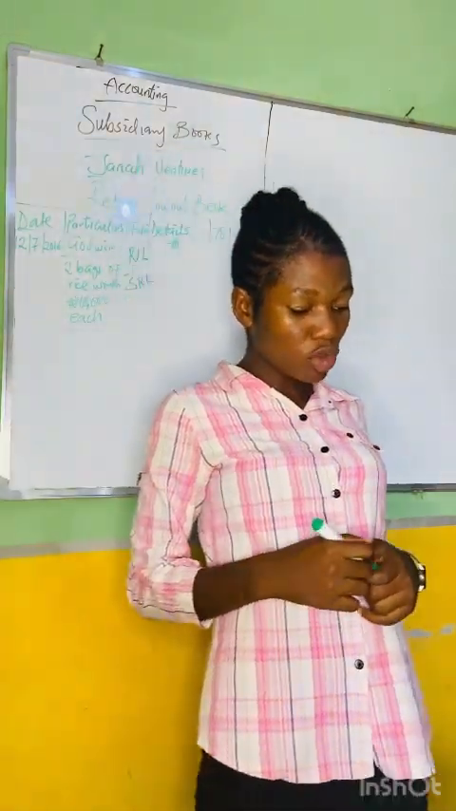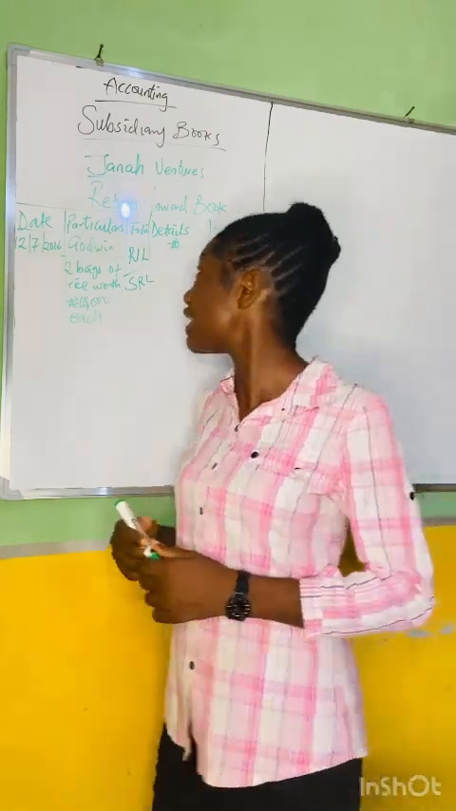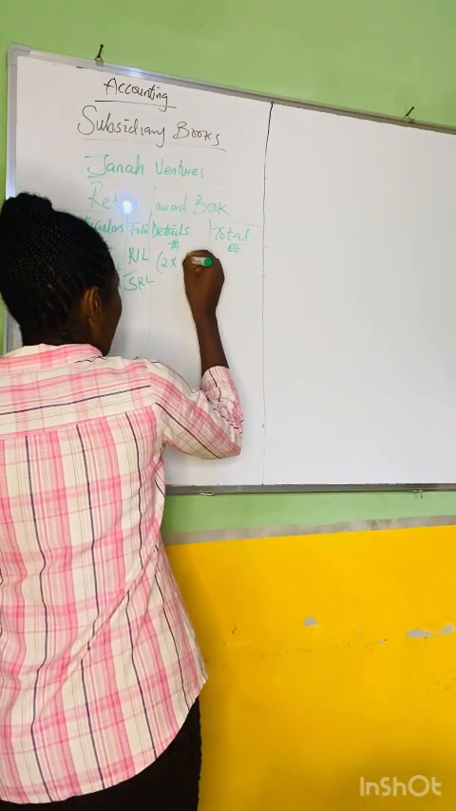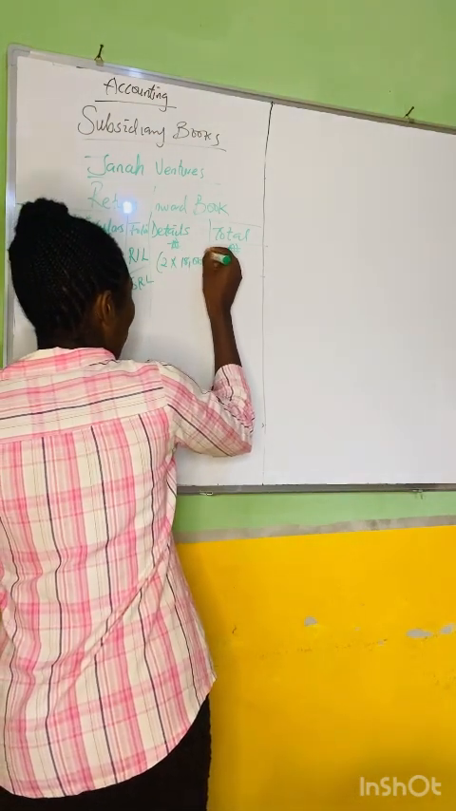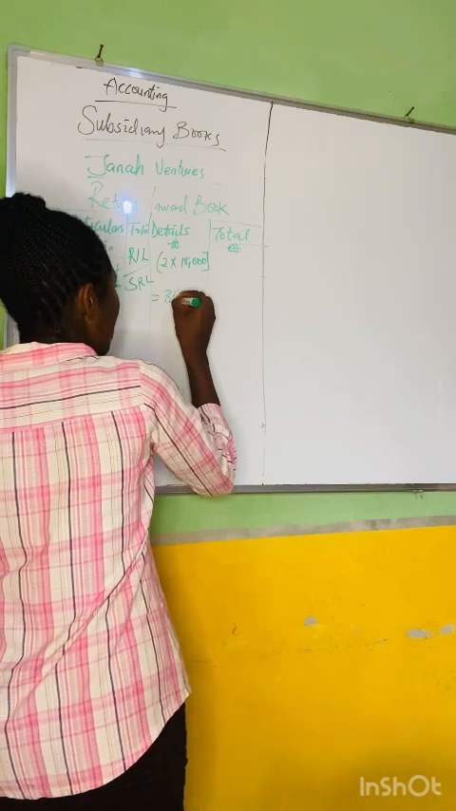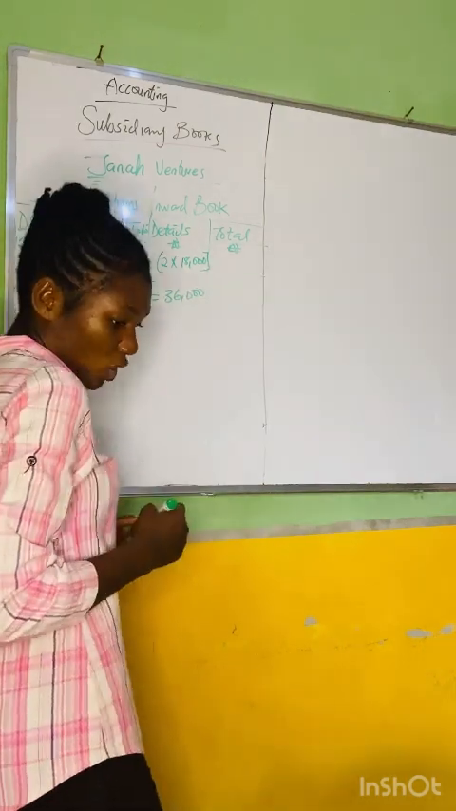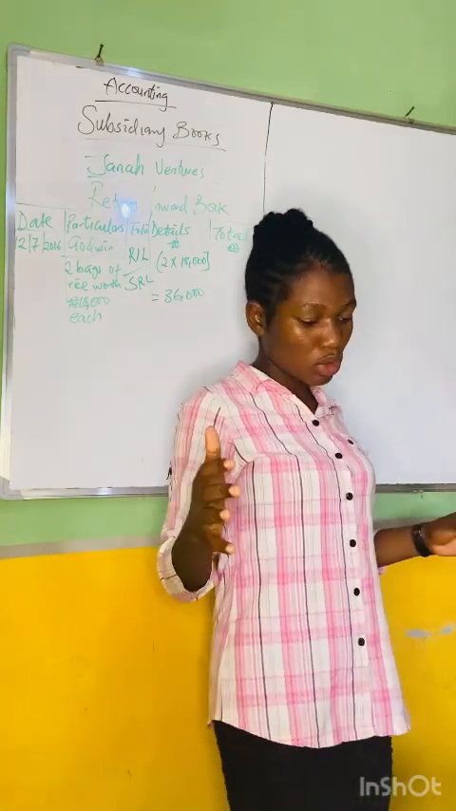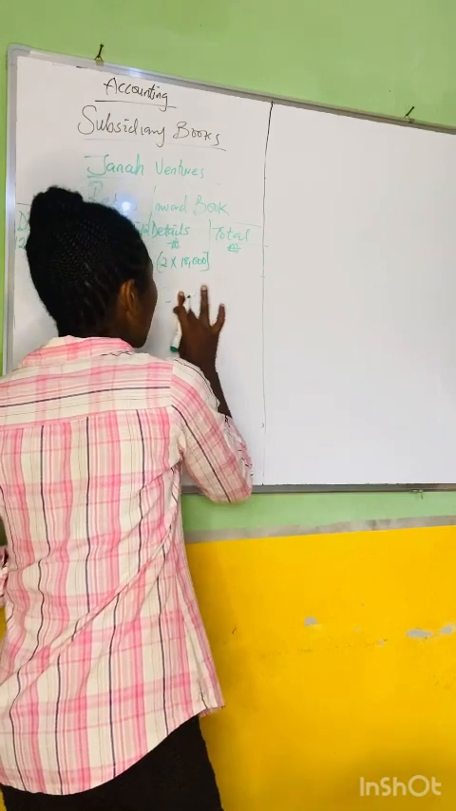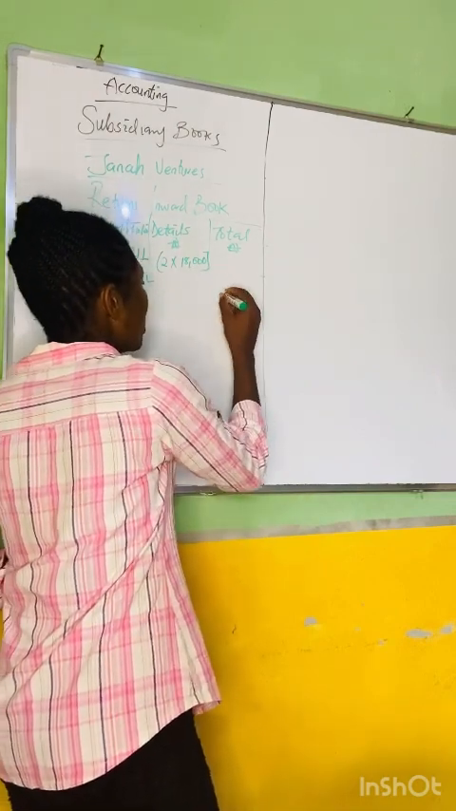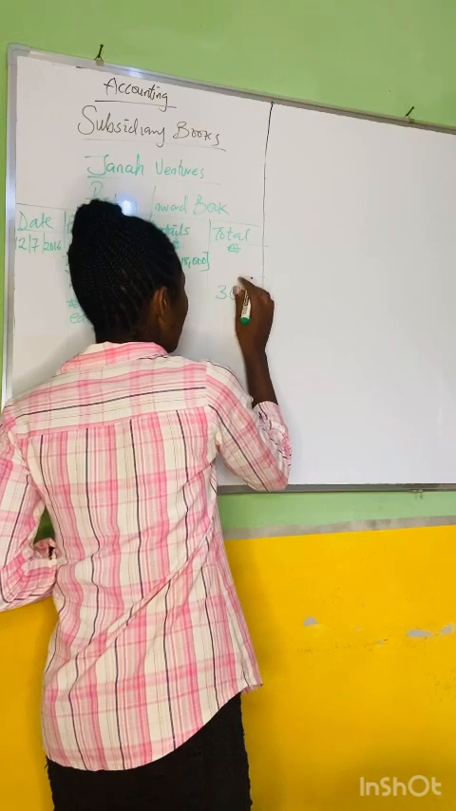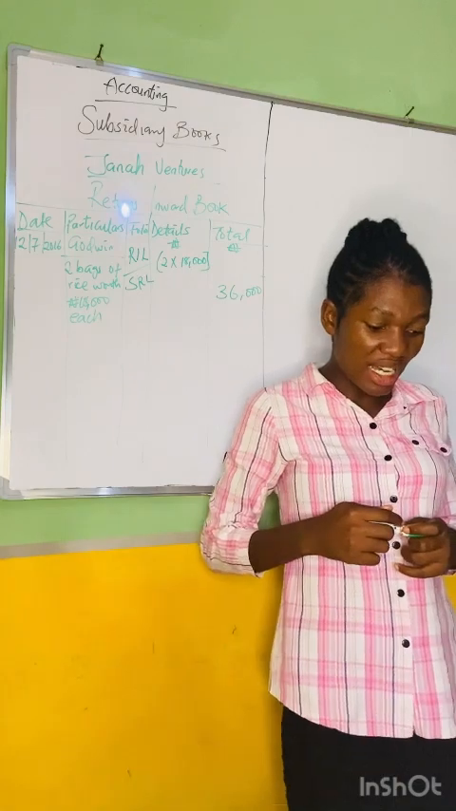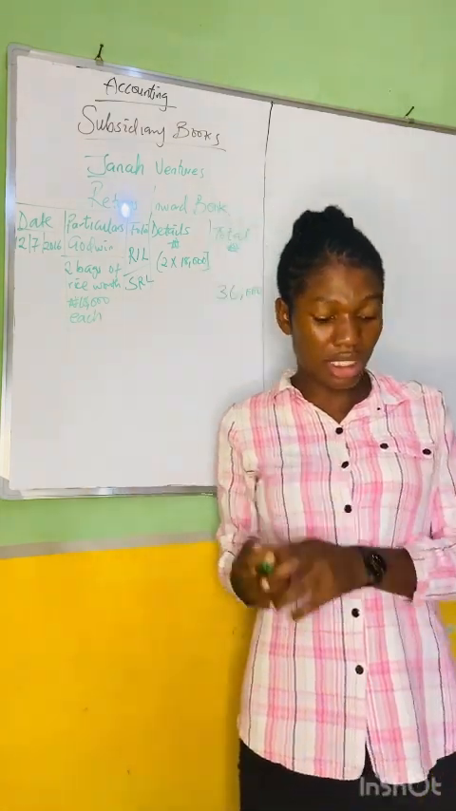So we have 2 bags of rice worth 18,000 naira each. Our details here will be 2 times 18,000 naira, and our value will give us 36,000 naira. I think that was all that he returned. Since that was all that he returned, we take this to our total, which is 36,000 naira.